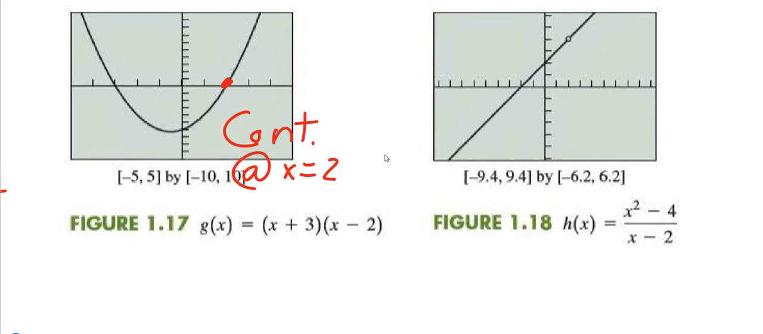What about the last one? At x equals 2, so that is discontinuous at x equals 2. What type? Removable.